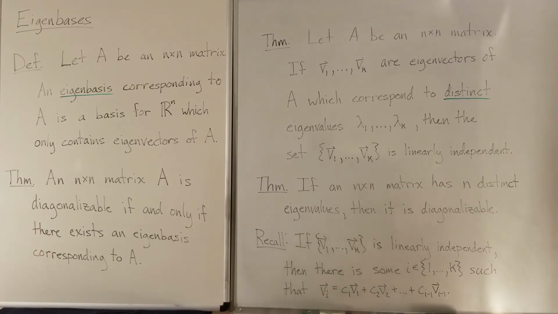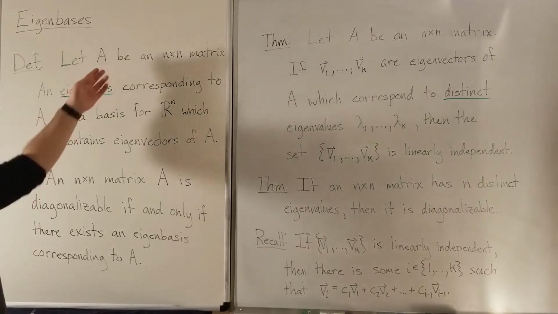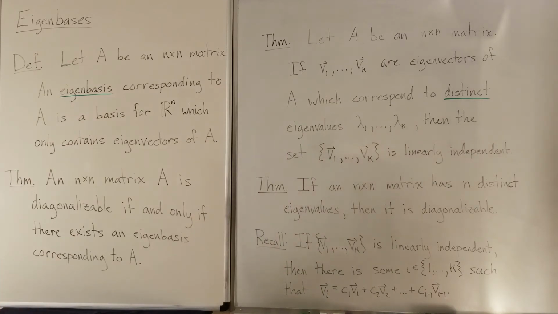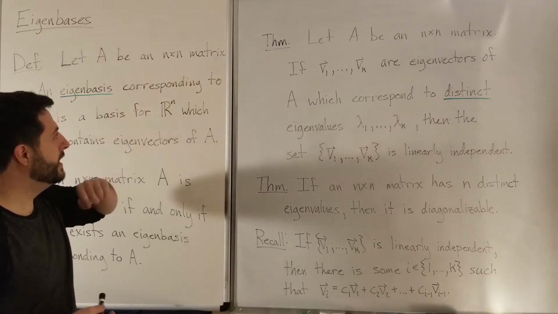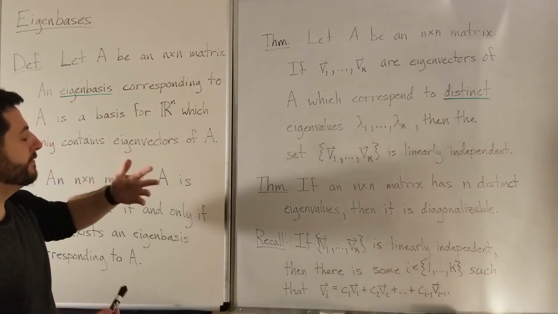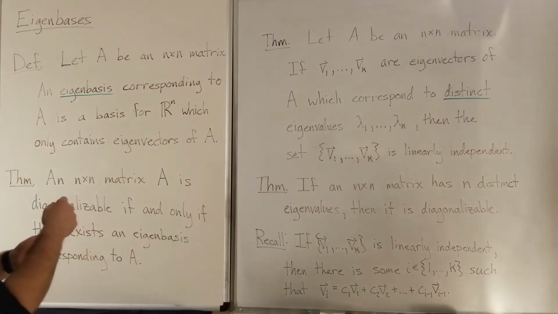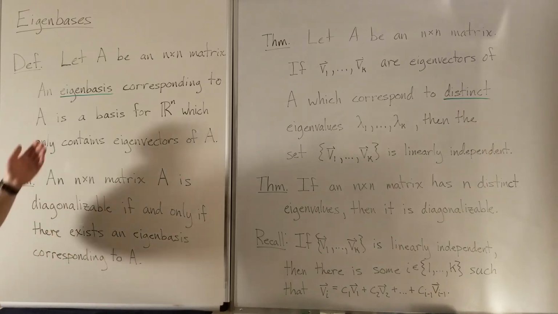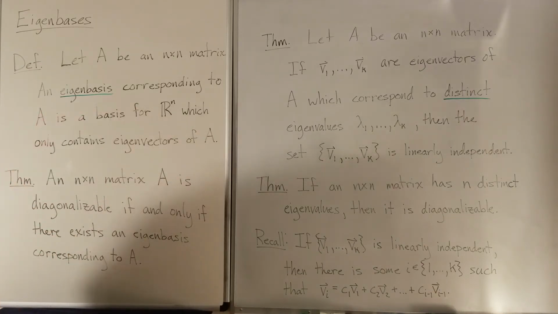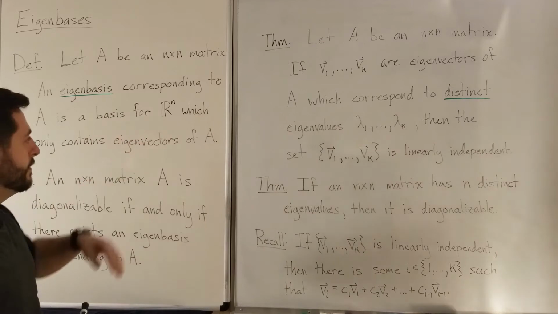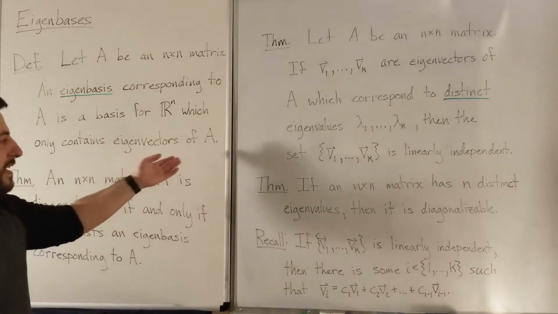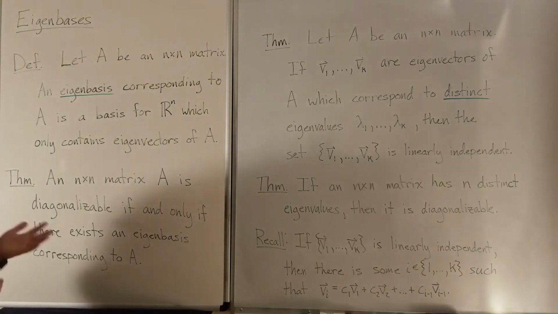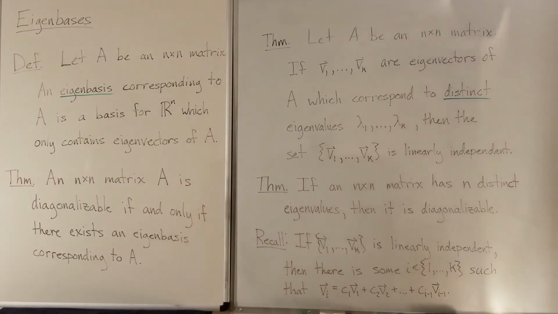Just to note, instead of A we could have a transformation T, and the transformation T would need to be from, say, a vector space V to itself. So T goes from V to V, and we could have an eigenbasis for that, which would be a basis for V, which only contains eigenvectors of T. So that works just as well. I'm just stating things in terms of matrices for now.